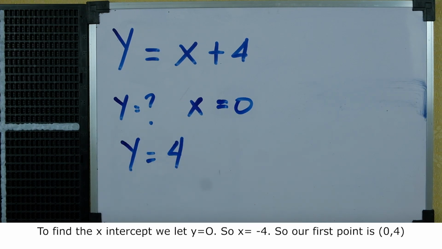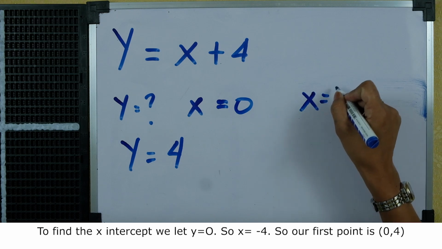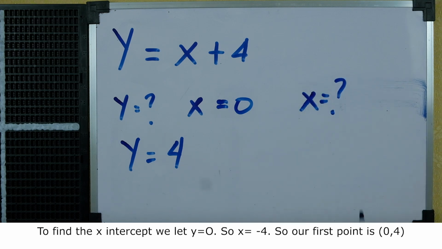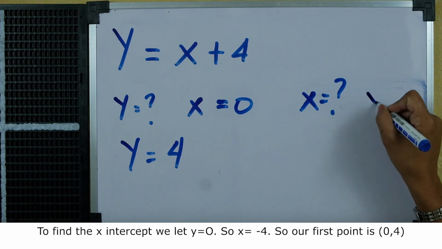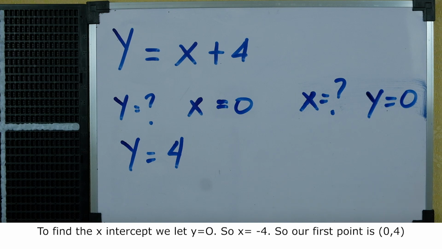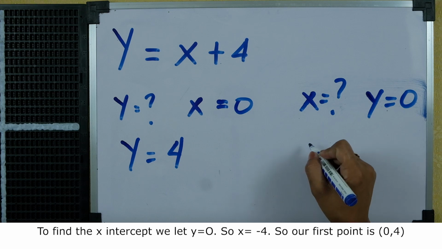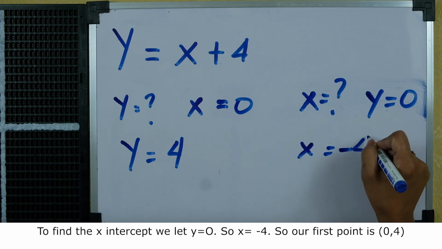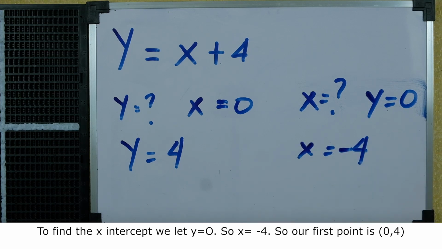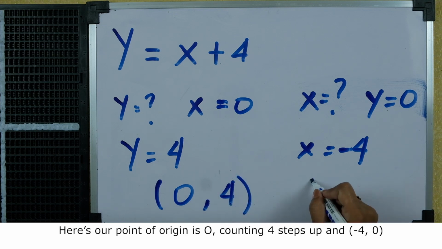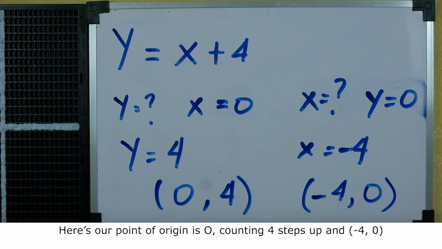To find the x-intercept, our x here is missing. So we need to find the x-intercept. We let y is equals to 0. So, if our y is equals to 0, our x is equals to negative 4. So our first point is 0 and 4. And our second point is negative 4 and 0.